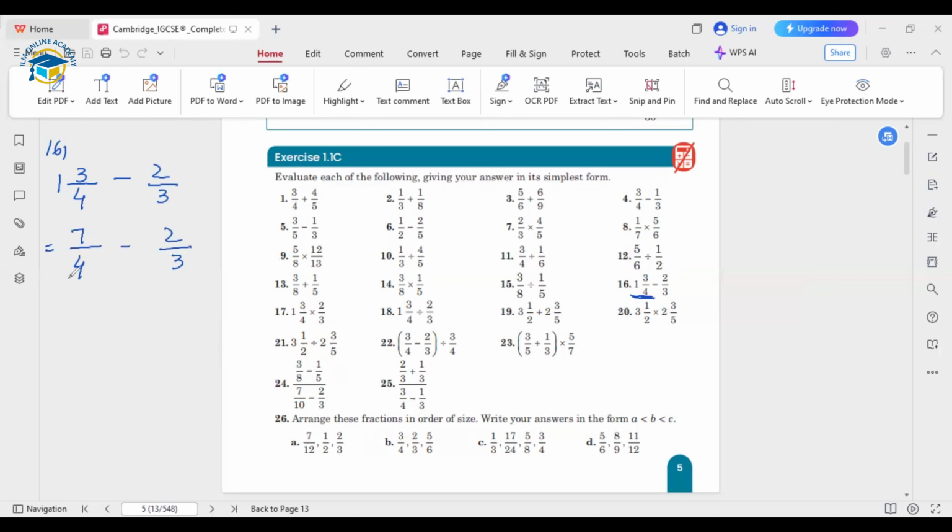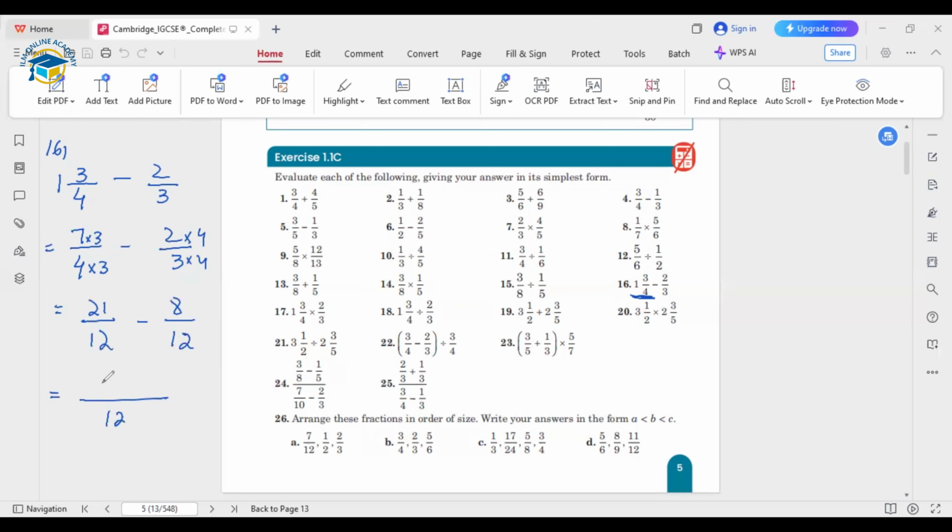So 1 times 4 and plus 3 would be 7 by 4, minus 2 by 3. Okay, so I've changed this mixed number into an improper fraction. Now we need to make the denominators similar. For that, this 3 needs to be multiplied here and here as well. And this 4 needs to be multiplied here and here as well. So 7 3 times is 21. 4 3 times would be 12. 4 2 times 8. And 3 4 times is 12. So now we have the similar denominator.